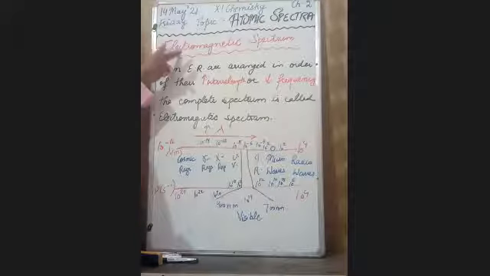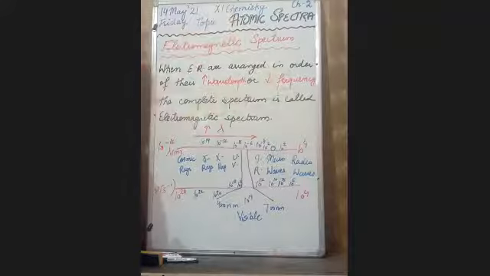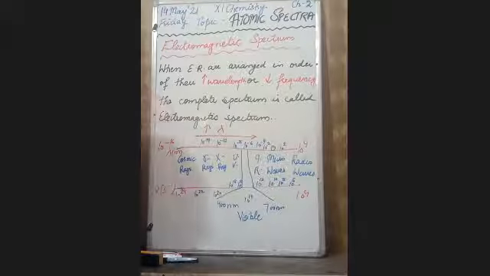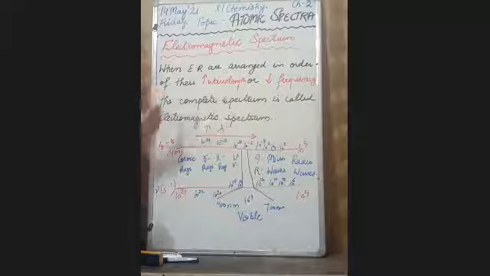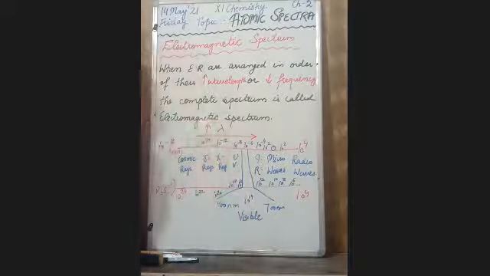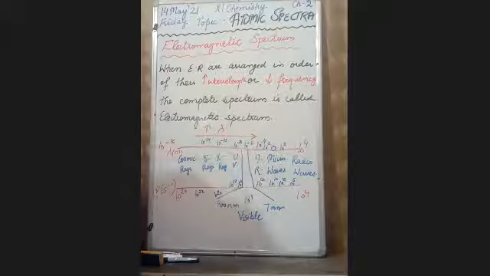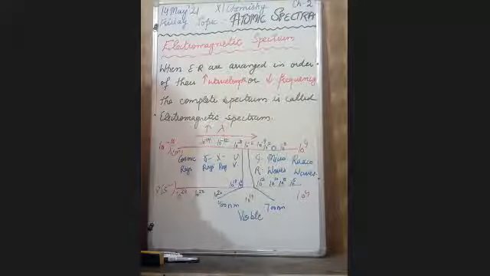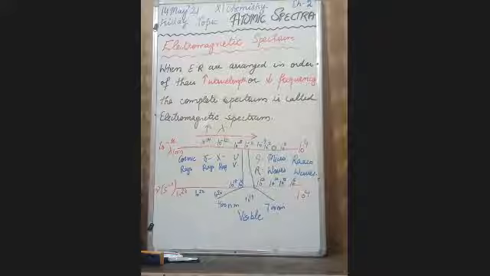So, what is the electromagnetic spectrum? When electromagnetic rays are arranged in order of their increasing wavelength or decreasing frequency, the complete spectrum obtained is called the electromagnetic spectrum. When we arrange the radiations in order of either increasing wavelength or decreasing frequency, the complete spectrum which we obtain is the electromagnetic spectrum.